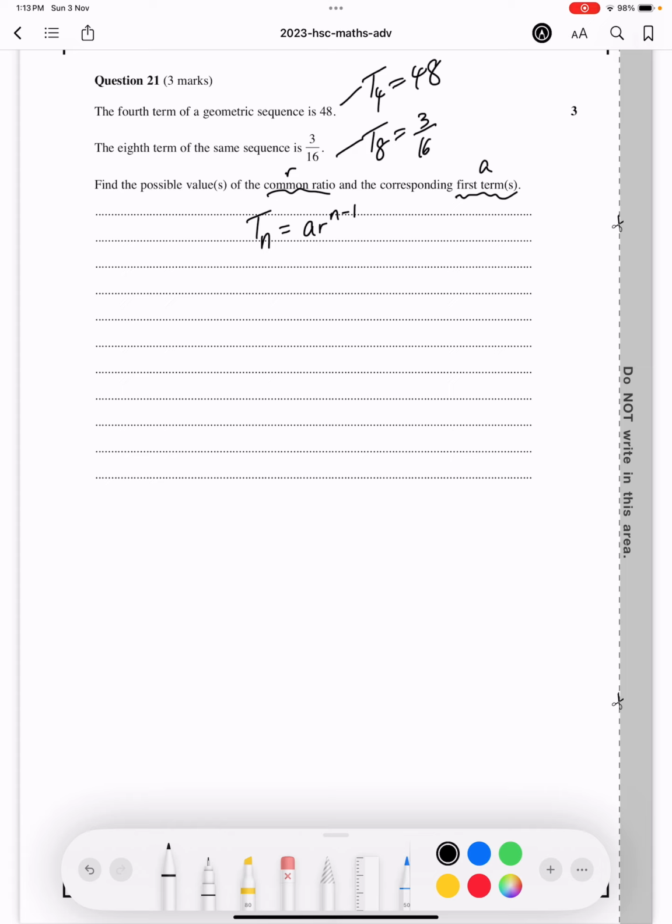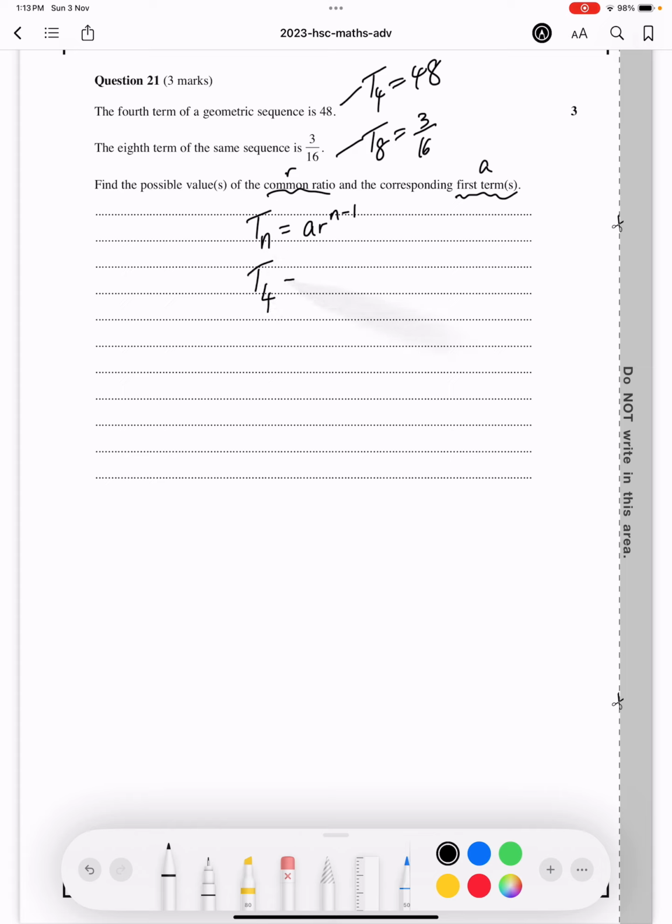So at this stage we've got two unknowns. The R is missing and the A is missing. So this is going to be a simultaneous equation sort of situation. Anytime you've got two unknowns, you are up for solving the question simultaneously. So let's see if we can get our two equations and start solving this. Let's start with what we were given first.